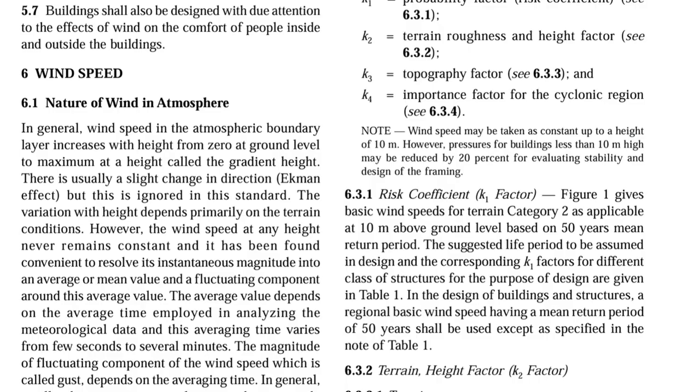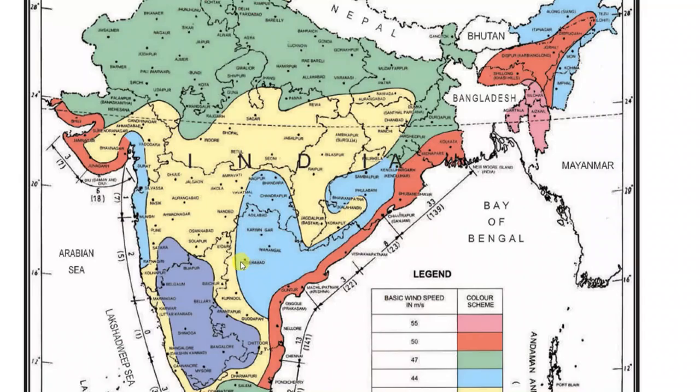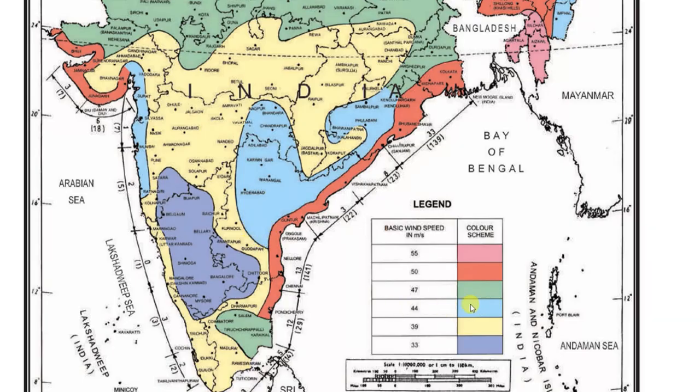Okay, the first factor is the K1 factor, that is risk coefficient. Based on the basic wind speed which is given in figure 1 and Annexure A, we have to find out this K1 factor. We need to take this K1 factor from table 1. Let's consider the city as Hyderabad. For Hyderabad, this comes under this light blue color. So we'll take the basic wind speed as 44 meter per second.